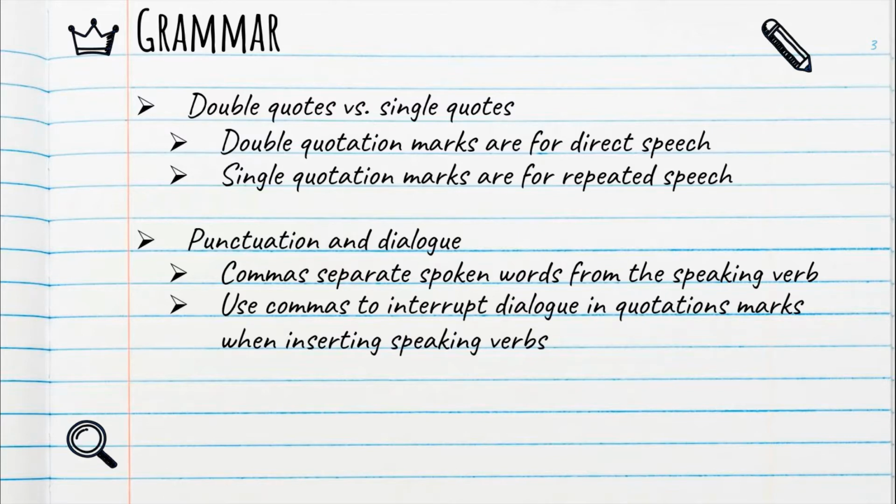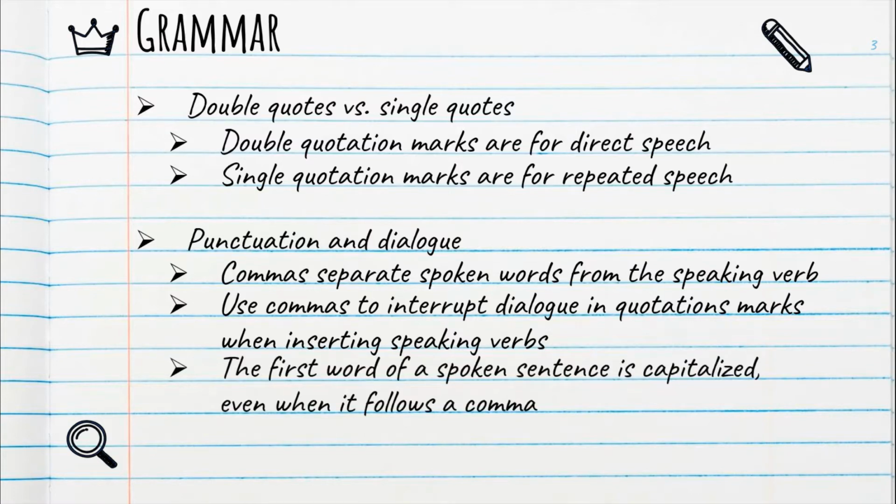We also use commas to interrupt dialogue in quotation marks when we insert speaking verbs. That might sound a little confusing, but really it's very simple. If you have a single sentence or a couple of sentences of dialogue, of quoted actual speech, you can break that up in the middle, anywhere you want really, but it should make sense logically, with comma, this character said, or whatever, comma, continue the direct quote. Again, I'll have an example on the next page.